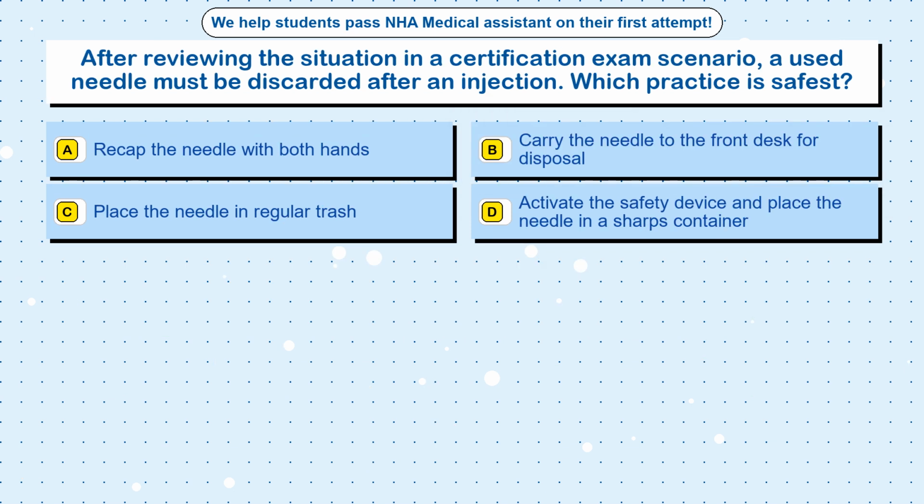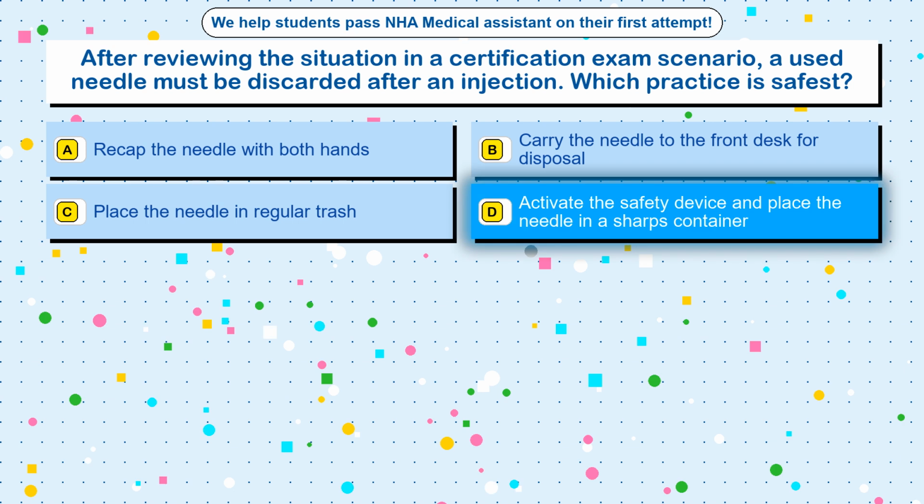Question 90. After reviewing the situation in a certification exam scenario, a used needle must be discarded after an injection. Which practice is safest? Option A. Recap the needle with both hands. Option B. Carry the needle to the front desk for disposal. Option C. Place the needle in regular trash. Option D. Activate the safety device and place the needle in a sharps container. The correct answer is option D. Activate the safety device and place the needle in a sharps container.